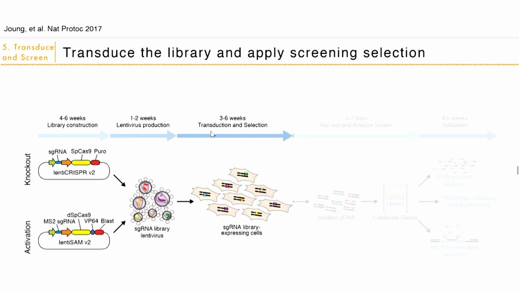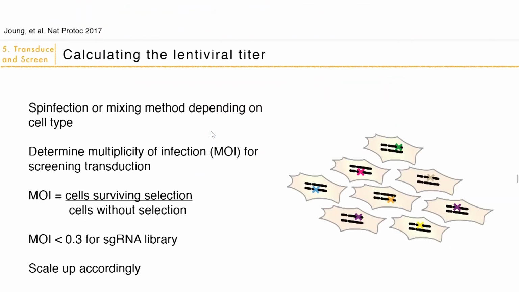Okay, then once you have the library, we move into putting this into your pool of cells of interest. Now, for every single screen, it is very important to calculate the lentiviral titer, because what you want to make sure is that, most likely, every single cell will only have one copy of the guide RNA. If you start integrating multiple guide RNAs into one cell, then you're confounding the effects of that particular guide RNA. So before screening, we always do a lentiviral titer step.